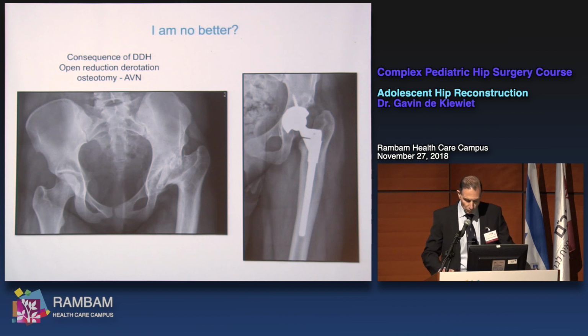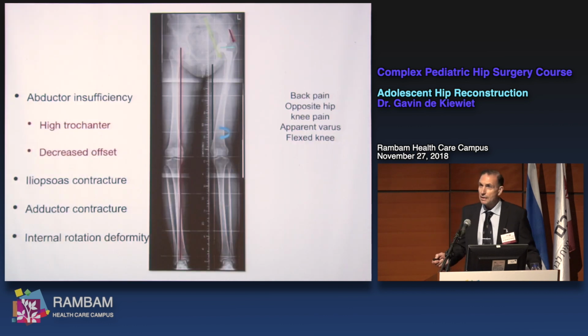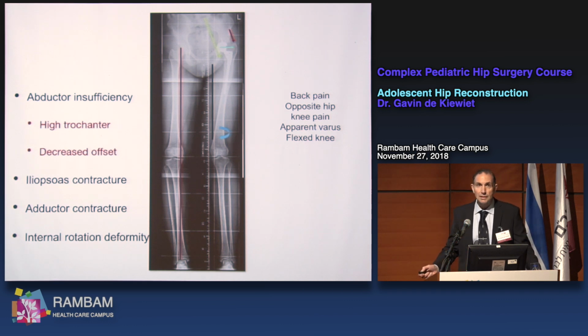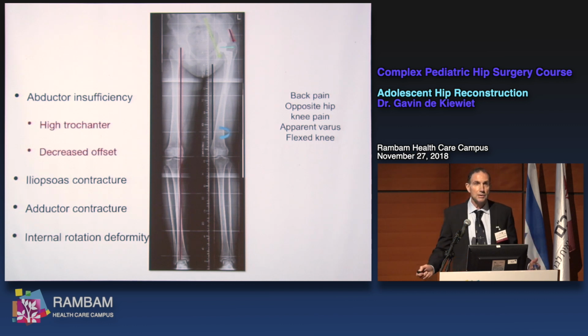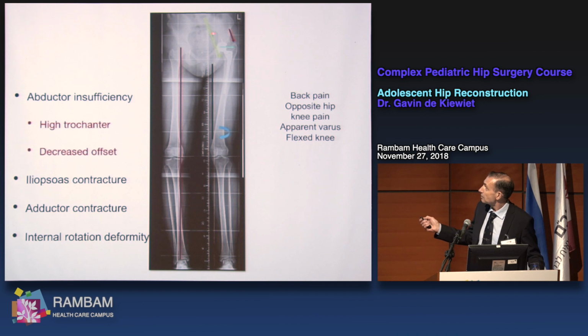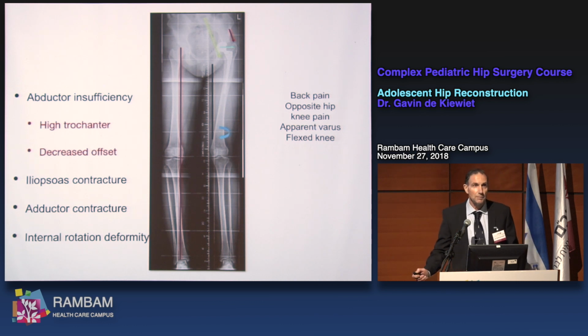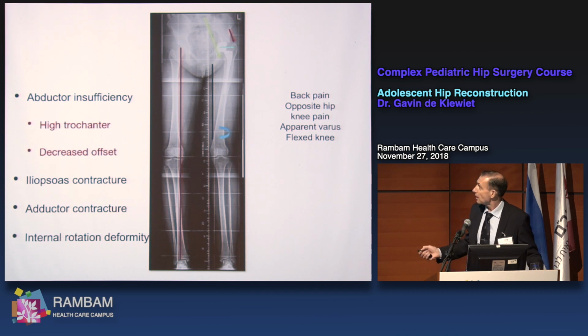So what's the issue? What you see here is, unfortunately, they've not quite fully corrected the abductor lever arm. They didn't get the trochanter far enough down. They also didn't increase the offset enough, so we've got abductor muscle insufficiency. Because it had been a long-standing problem with range of motion in the hip joint, she's ended up with a bit of iliopsoas contracture. She's got some adductor contracture. I can see from this X-ray that she has some internal rotation deformity of the femur, often after the previous derotation osteotomy she had as a child.